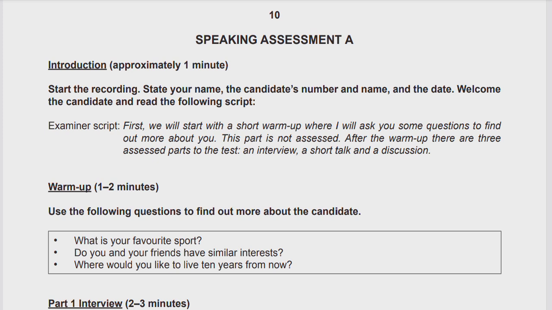So here we have speaking assessment day. This is speaking, that is Paper 3 in Cambridge IGCSE English as a Second Language 0510.